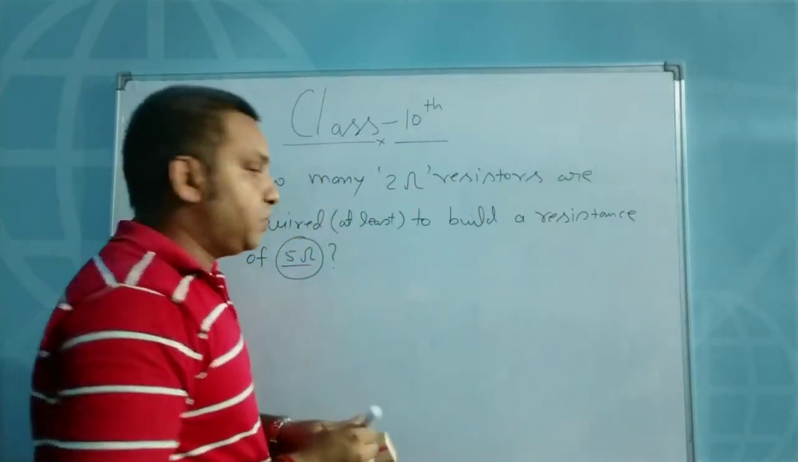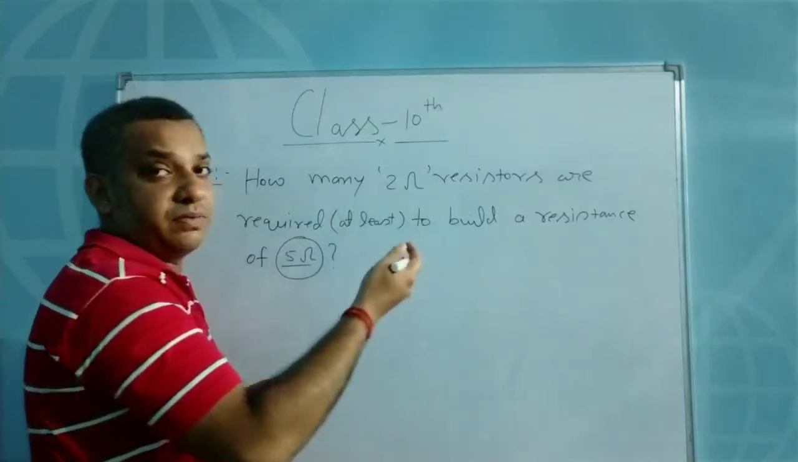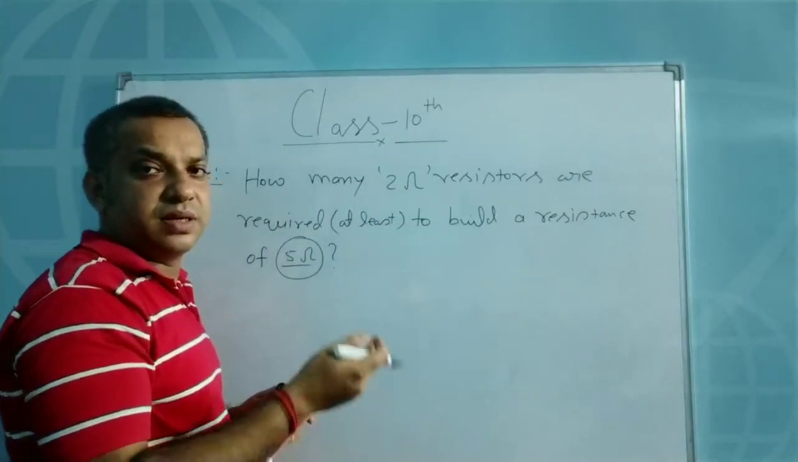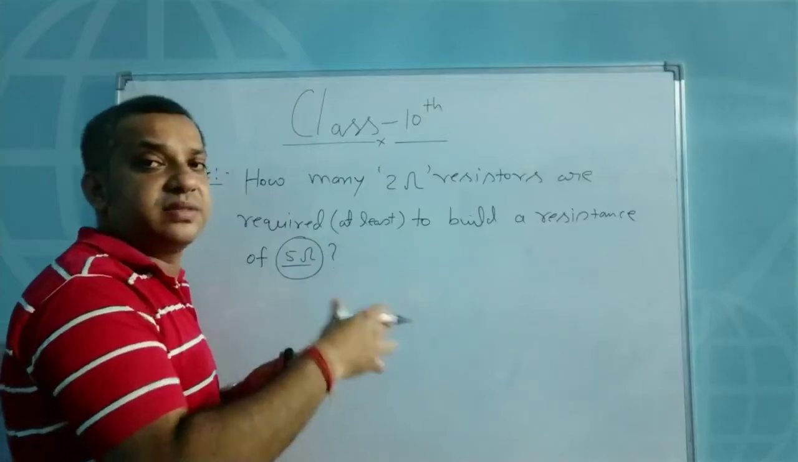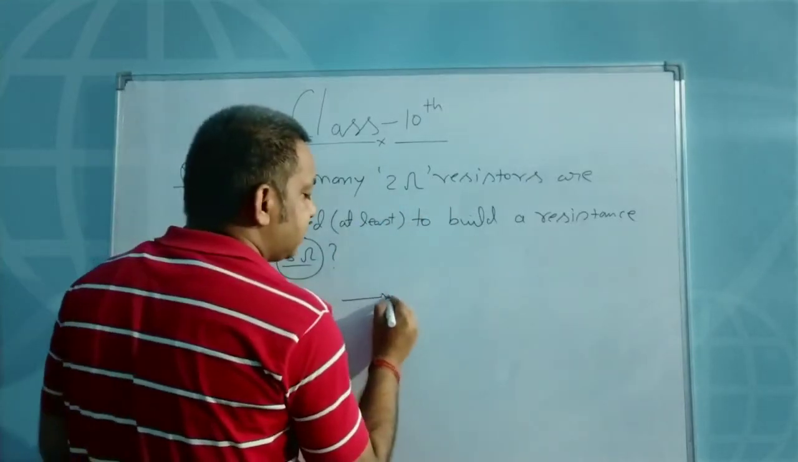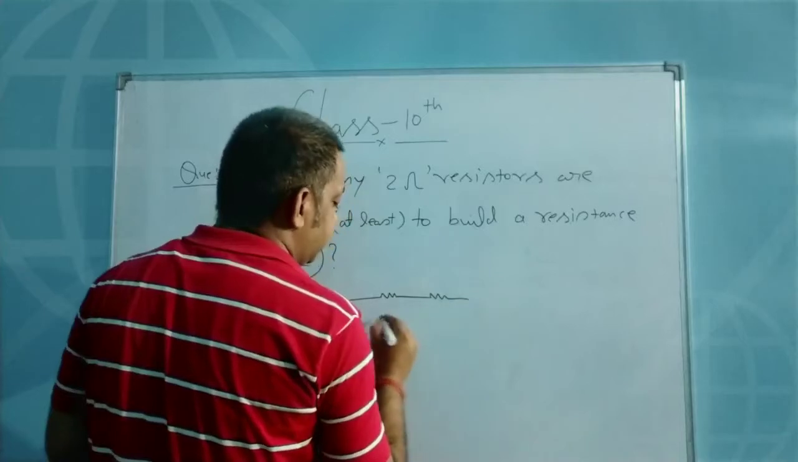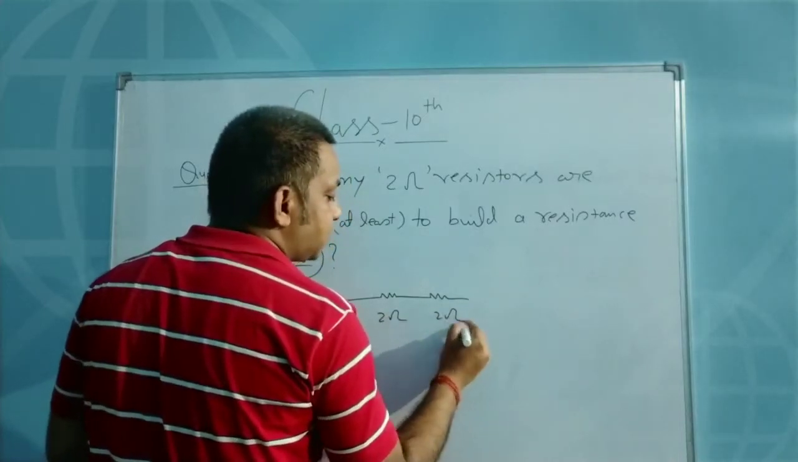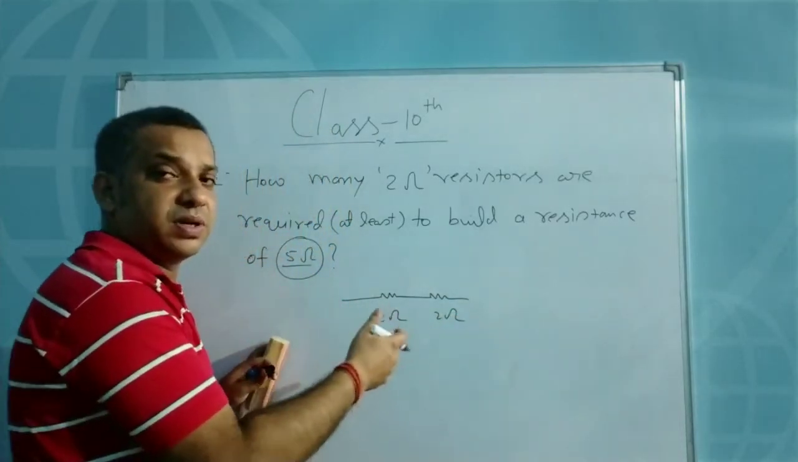So first we have to connect the 2 ohm resistors in the series combination. That is why you will get the value of R net greater. So I am connecting the first resistor, second resistor. This one is 2 ohm. This one is also 2 ohm. So what is the value of R net? You are getting 4 ohm.